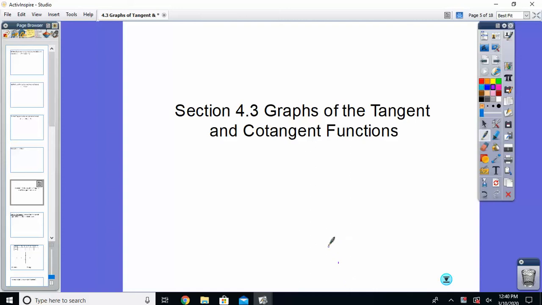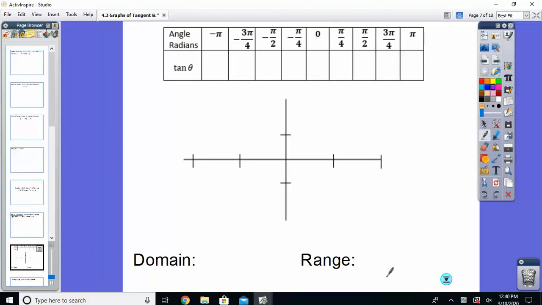For tangent and cotangent, we're going to start on your handout where I put the table on there. The table is a little bit different. I put different values than I did on sine and cosine, and once we draw the graph, you'll understand why I picked what I did.